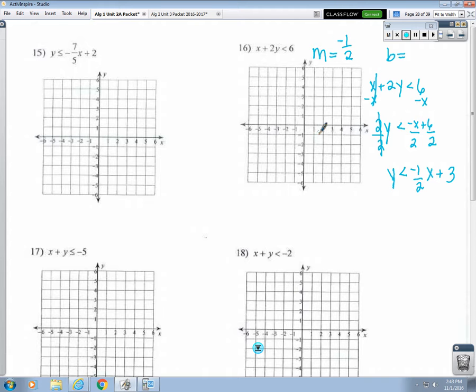So at the end of the problem, my line's going to be going down because my slope's negative. What's my y-intercept? 3. So I start by plotting my y-intercept at 3. And then from there, to get my next point, I go down 1, right 2. Down 1, right 2. Down 1, right 2.